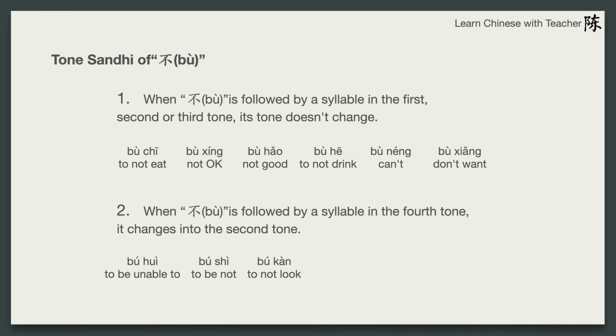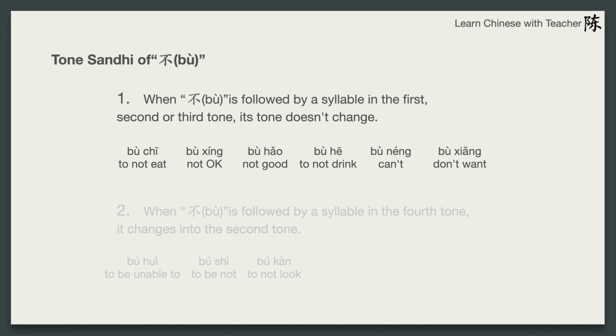The tone sandhi of 不. The original tone of this character is the fourth tone, and it is pronounced bù. When 不 is followed by a syllable in the first, second, or third tone, its tone doesn't change, like it is in the words below. Please read after me. 不吃，不行，不好，不喝，不能，不想。Okay?